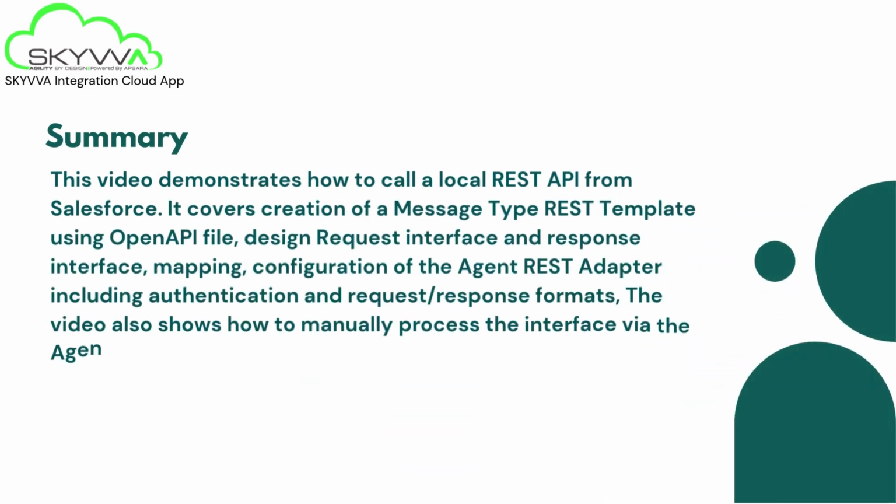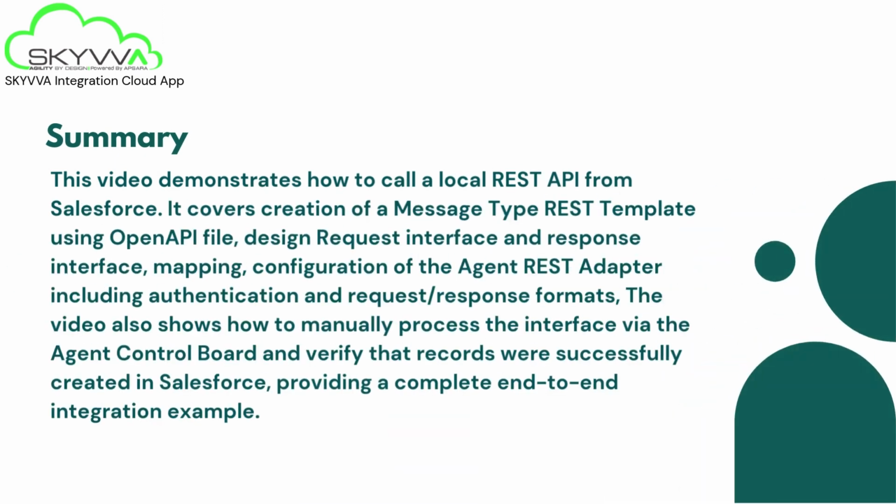Summary. This video demonstrates how to call a local REST API from Salesforce. It covers creation of a message type REST template using an OpenAPI file, design of the request interface and response interface, mapping, and configuration of the agent REST adapter including authentication and request and response formats. The video also shows how to manually process the interface via the agent control board and verify that records were successfully created in Salesforce, providing a complete end-to-end integration example.